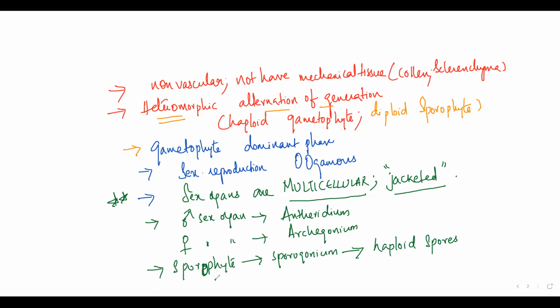Vegetative propagation of these is going to be through the fragmentation process, or even through tubers. And basically, we see in our textbooks about the gemma, the gemma cups. This is about the bryophytes.